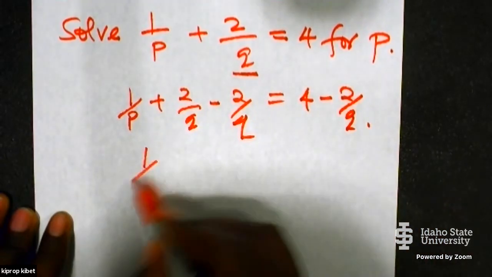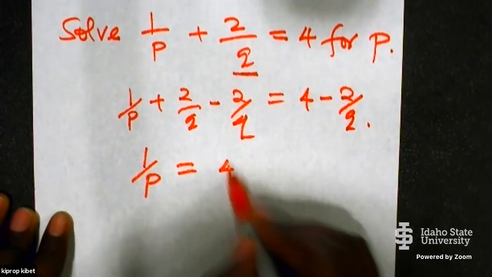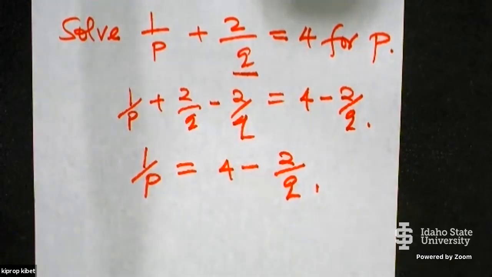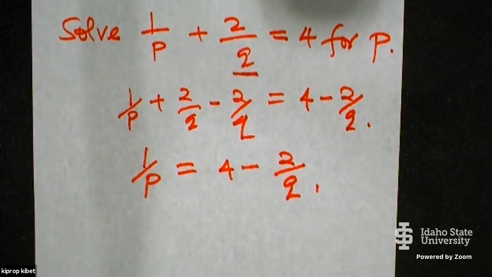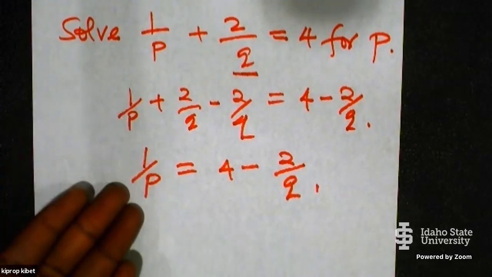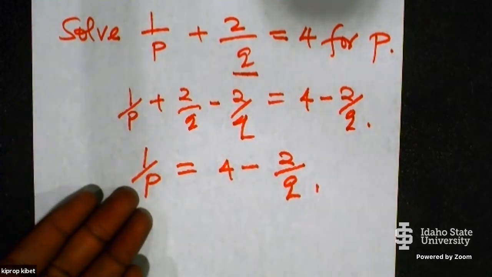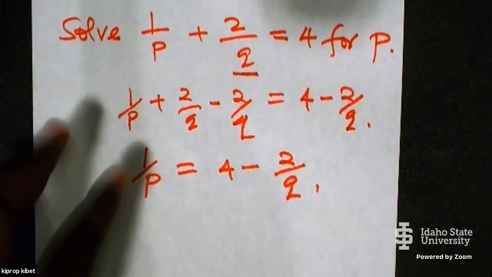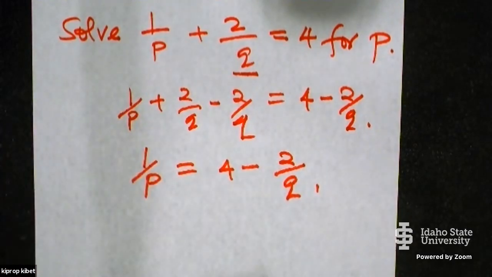So 1 all over p equals 4 minus 2 over 1. So that's the first step. Now we want to make p the subject. So this is a rational. We want to make just p equal to something. So how will we make p equal to something?